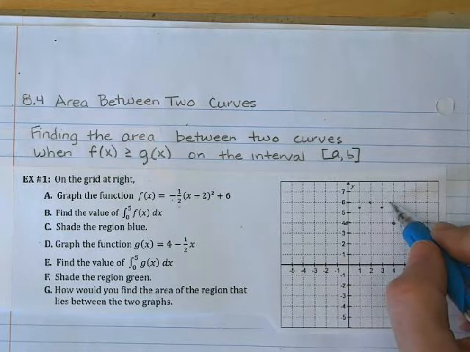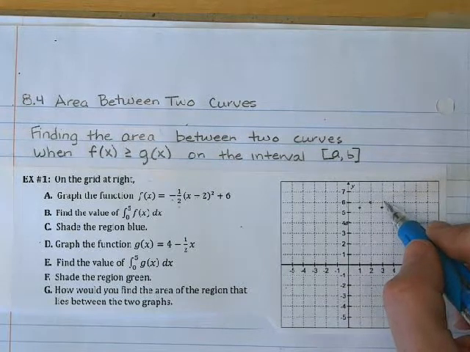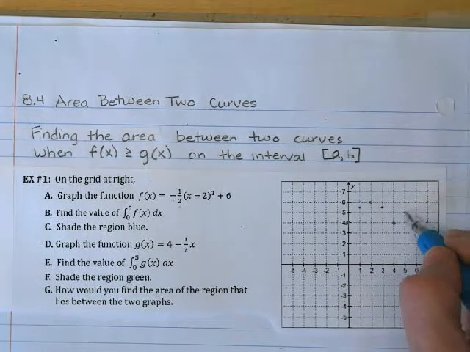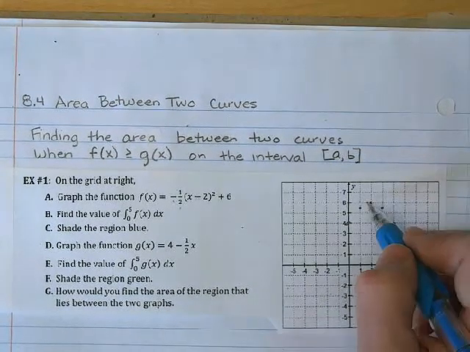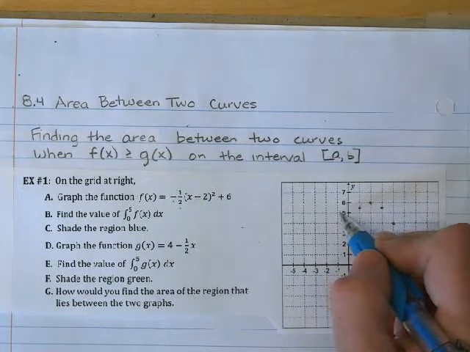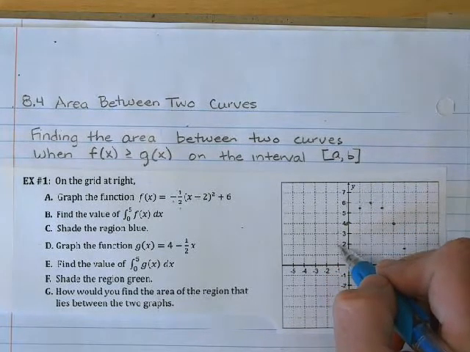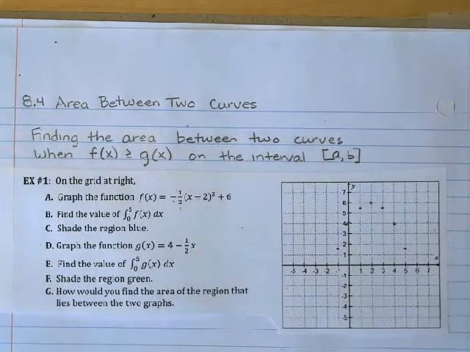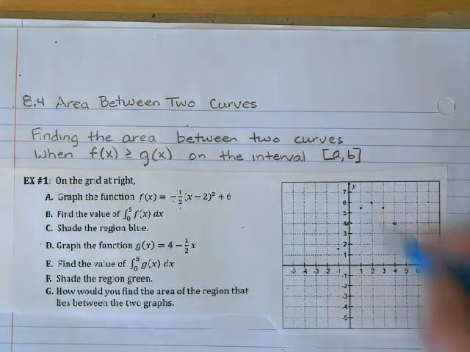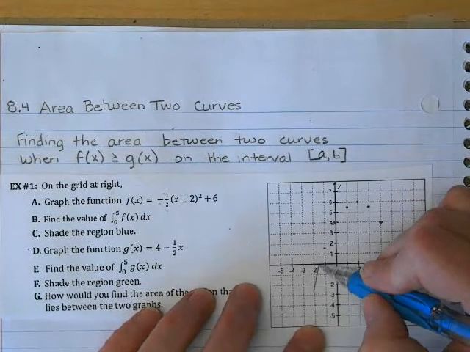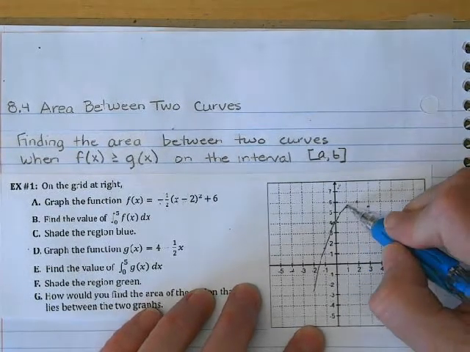Let's see, over 3, we would be at 3 squared is 9. So 1, 2, 3, 1, 2, 3, 4 1/2. 1, 2, 3, 1, 2. Okay, so I think that'll pretty much give us a good idea.